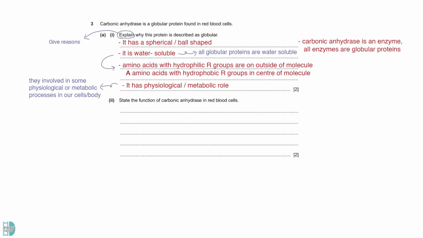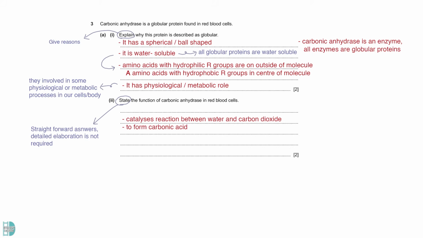Number 2, state the function of carbonic anhydrase in red blood cells. The word state here means that you just have to provide straight to the point answers. Elaboration in detail is not required. So you just have to mention the reaction catalyzed by carbonic anhydrase, which is the reaction between water and carbon dioxide. Carbonic acid will form. They also give you 1 mark if you state the reverse reaction which occurs in the lungs.